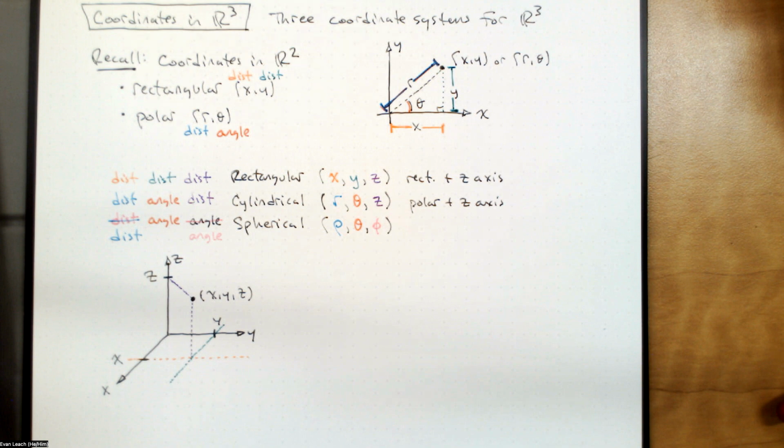Rho is distance from the origin, but it's not R. R is the distance on the floor from the origin. So R would be the distance my feet are from that corner. Rho would be the distance, say, if I want this point up here, the distance of this point to that corner. That's much farther than my feet are from the floor.